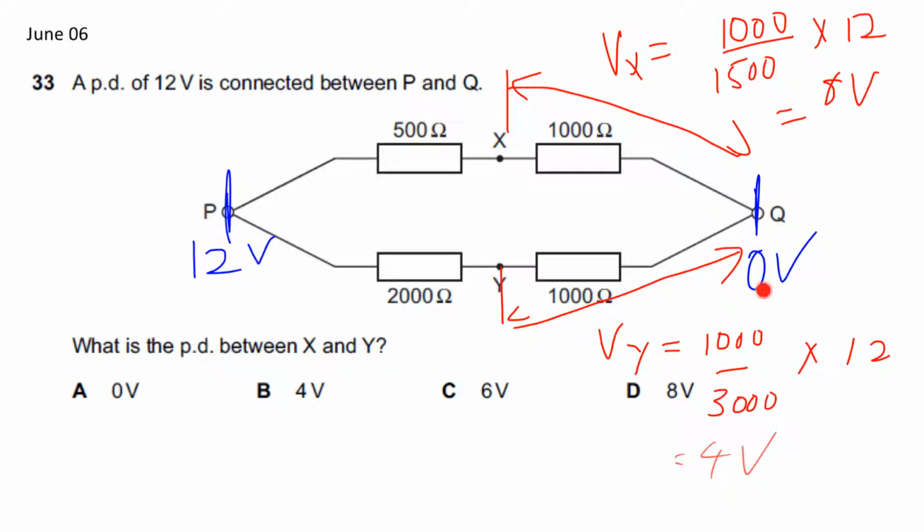Example, if I call this 12 and 0, if I want to find the potential at x, I find the PD of the resistance from the 0 side, which is this, 1000 ohm. So this will be in series, 12 volts. So what is the PD across this? 1000 over 1005 times 12, which is 8 volts. Then to find the potential at y, I find the PD from the 0 side again. So it's 1000 over 3000 times 12. And I get 4 volts. So if the potential at x is 8, potential at y is 4, so the difference will be 4 volts.